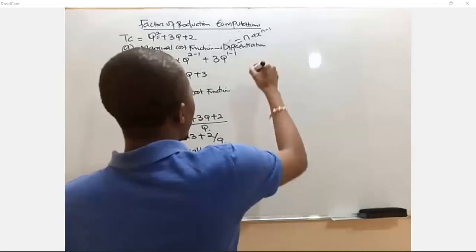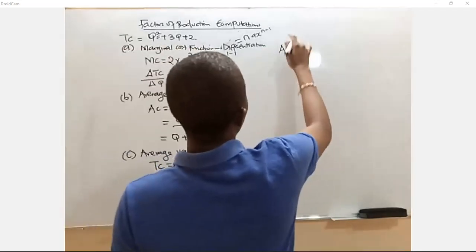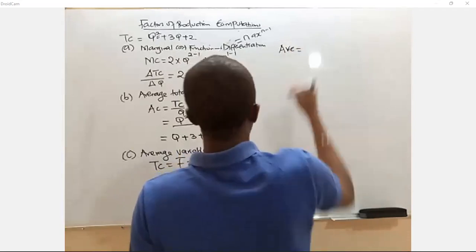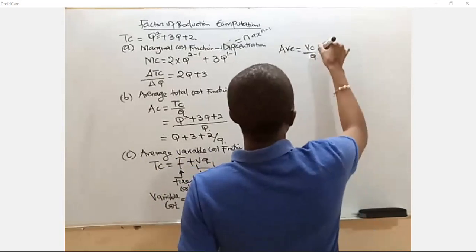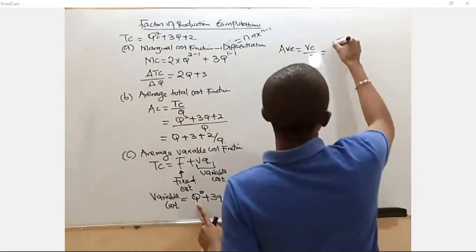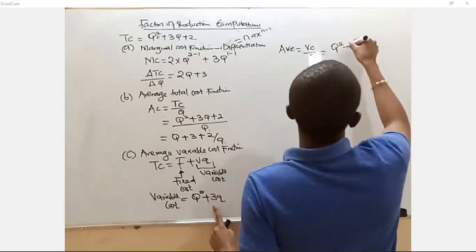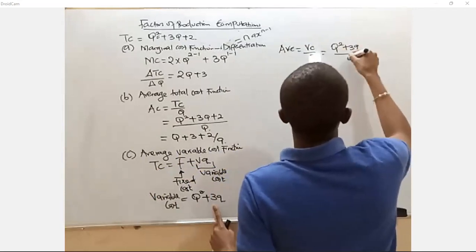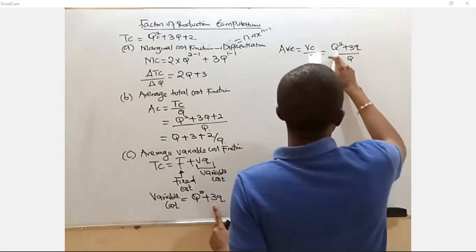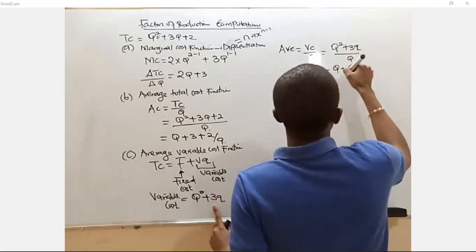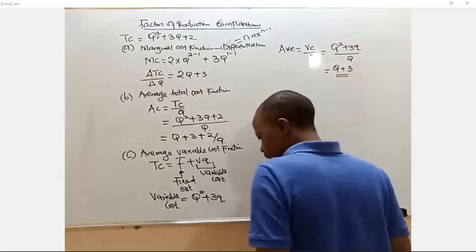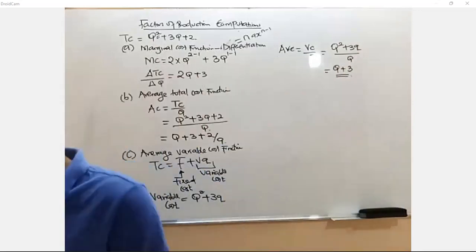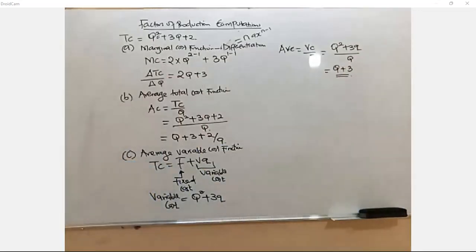It means if I want to get the average variable cost, I'm going to be taking the variable costs and dividing by q. In simple terms, I will take q squared plus 3q and divide here by q. What will be the answer? If you take q squared divided by q, you remain with q, plus 3q divided by q, which gives 3. That's how you are going to be getting the average variable cost function.